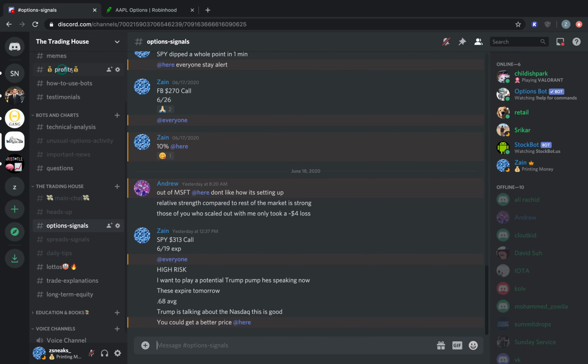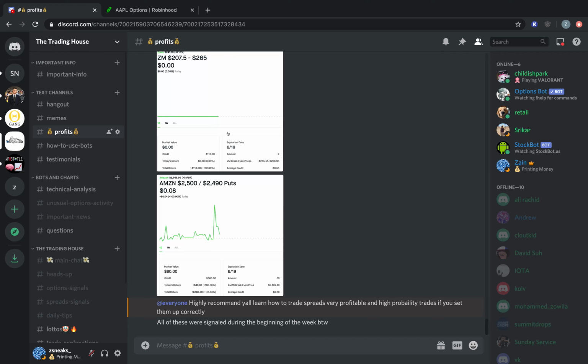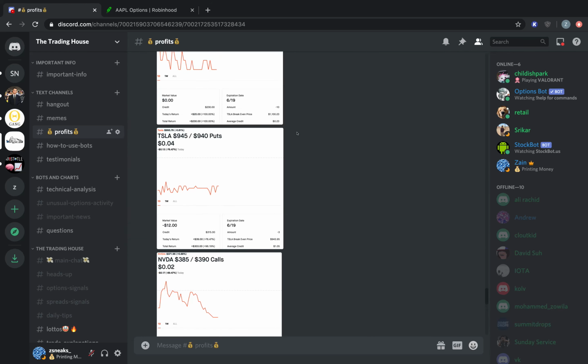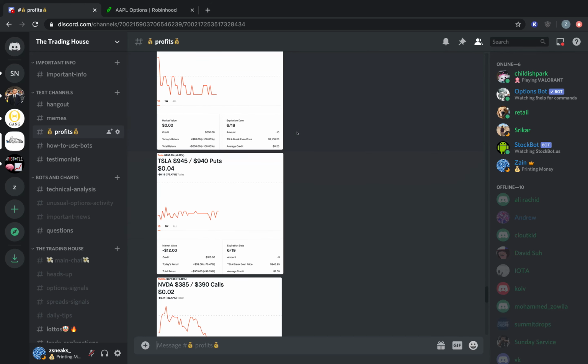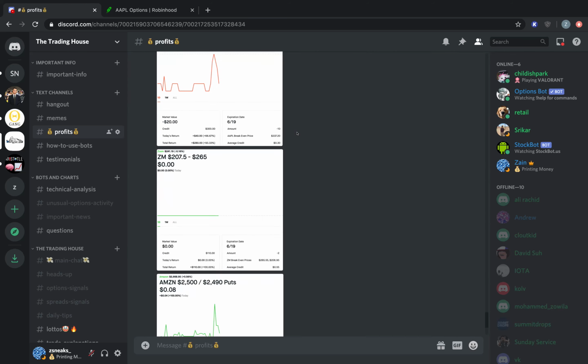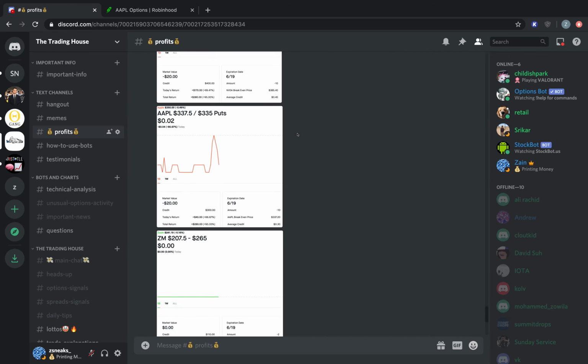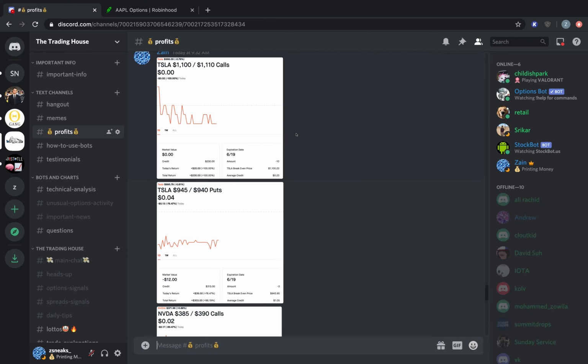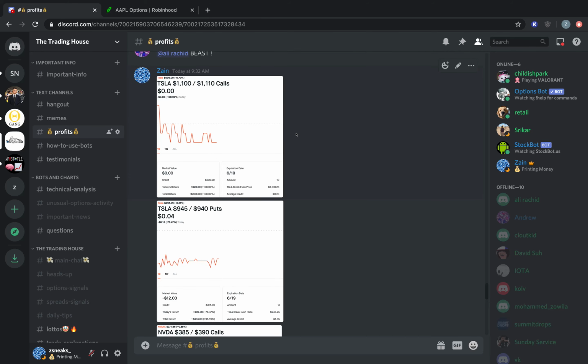So I'm going to come over to the profits tab in our Discord chat. And these are all the spreads that I signaled this week. Every single one of the spreads that I signaled expired worthless, which is exactly what you're looking for. That's the optimal outcome when you're trading spreads because you're essentially shorting an option. And when you short anything really, you want it to go to zero because that's when you, the spread seller, can make the most money.